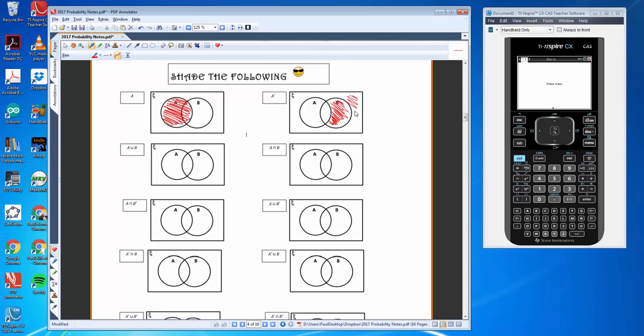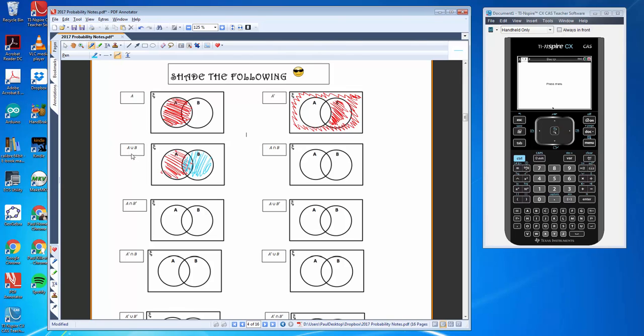And this is not A nor B. Okay, so everything other than A or B. Okay, this is A or B. So what we're going to do first of all is shade A. Now I'm going to change colour. Go blue, and I'm going to shade B now.